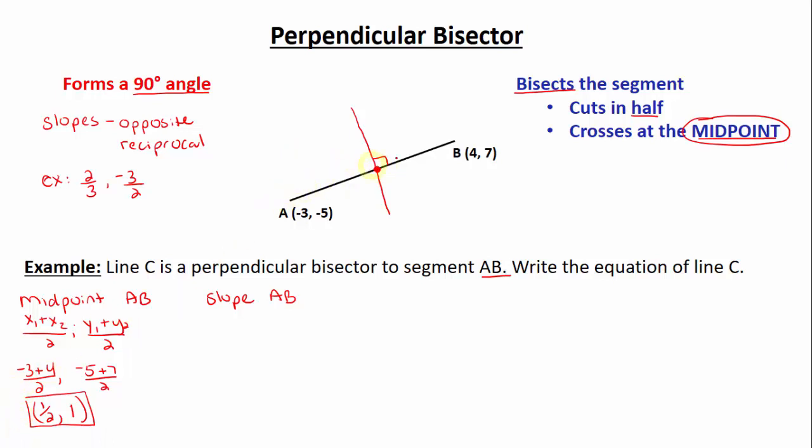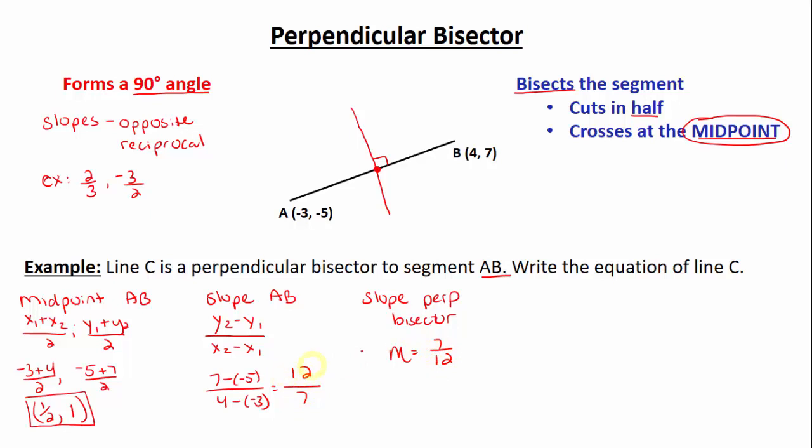Now I need to find the slope of segment AB. The formula for slope is y2 minus y1 over x2 minus x1. So if we use these 2 points and we do this formula, we're going to get 7 minus -5 over 4 minus -3. And when we do this math here, this double negative will make these positive. We will get 12. Same thing here with the double negative over 7. This is the slope of AB. The slope of the perpendicular bisector of AB must therefore have an opposite reciprocal slope. So since this is 12 over 7, I'm going to use 7 over 12. I'm flipping it. And this one was positive, so this one would be negative.